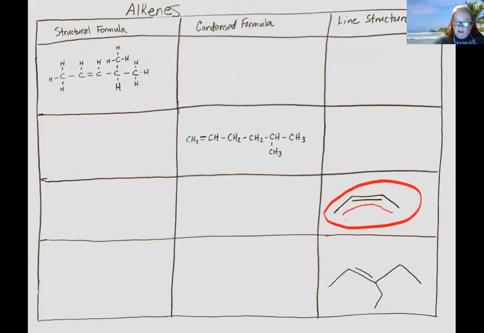Now a trans structure of the same thing would have 1, 2, 3, 4 carbons, and it would look like this. So if we built it, the hydrogens would be on the opposite side of the double bond versus this one. The hydrogens are on the same side of the double bond. So down in this bottom corner down here, that is a trans arrangement.